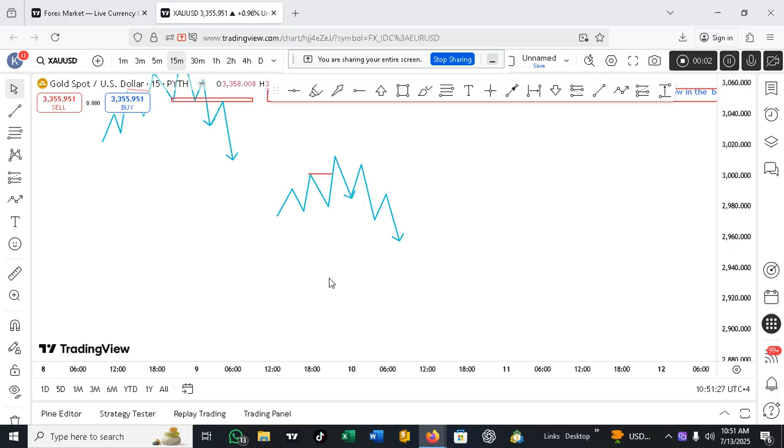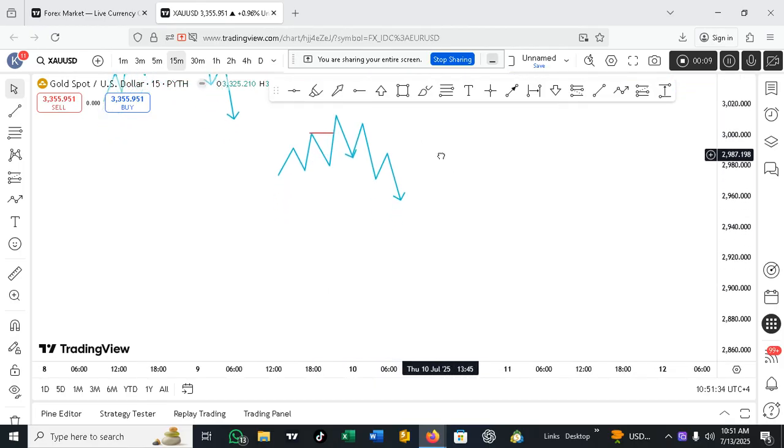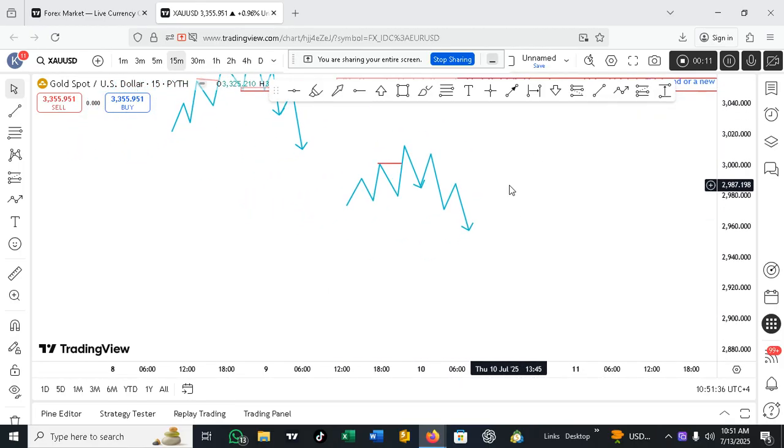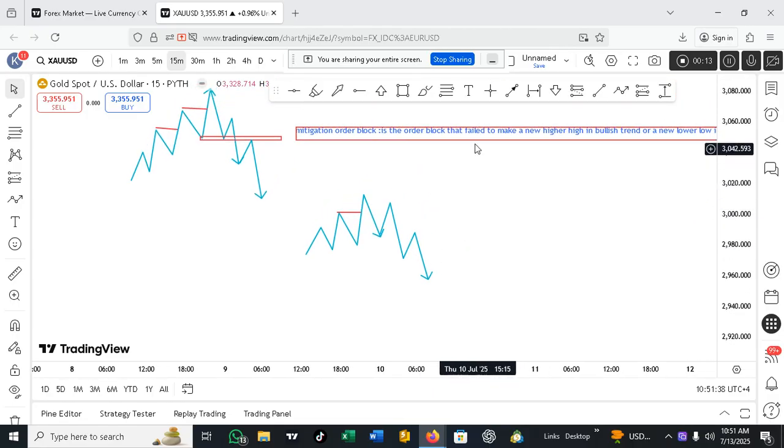Hello guys, we are back with our next part about order blocks. We had stopped on breaker block. Now we are on the mitigation order block.